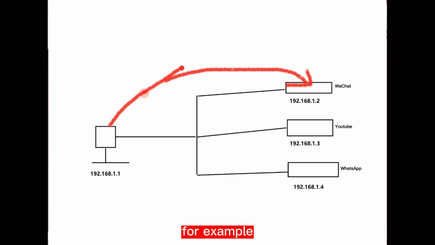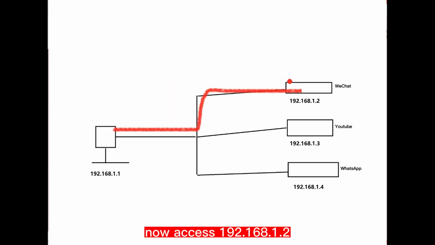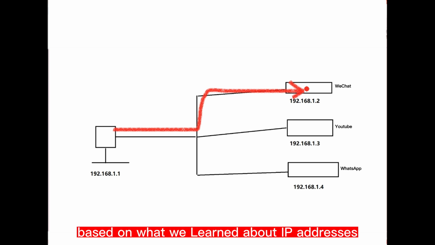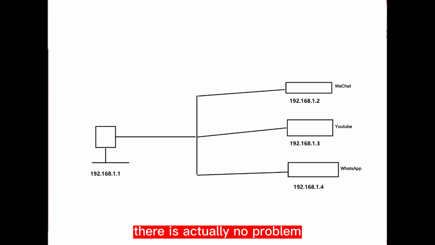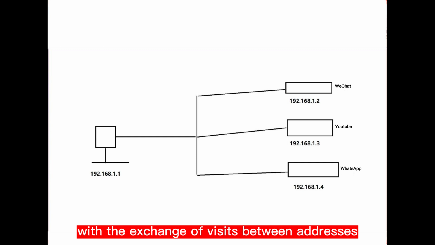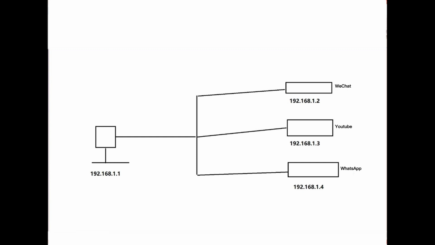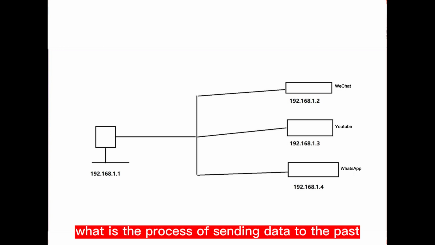For example, now access 192.168.1.2 from 192.168.1.1. Data can be sent. That is, based on what we learned about IP addresses, to this position, there is actually no problem with the exchange of visits between addresses. Data can come. But we're going to see what is the process of sending data to the past.